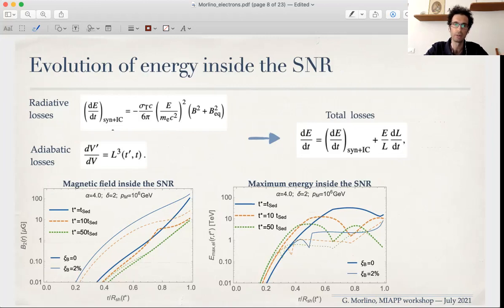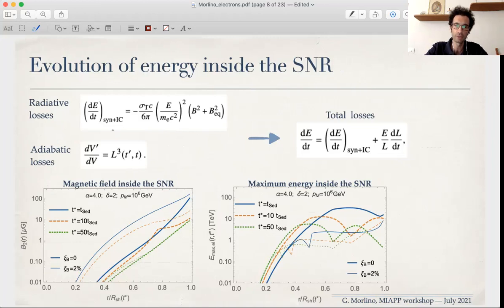Okay. So then, after calculating the spectrum at the shock, we also calculate the spectrum inside the supernova remnant, accounting for radiative losses that affect electrons, adiabatic losses that affect electrons, protons, but also magnetic field. So the magnetic field, again, is amplified at the shock, is compressed by cosmic rays, is compressed at the shock, and then evolves, losing energy because of adiabatic expansion.